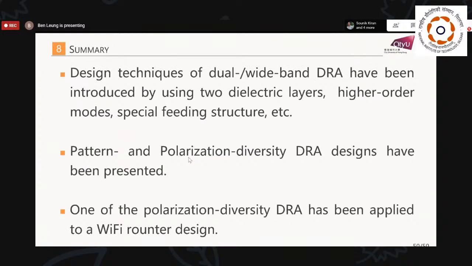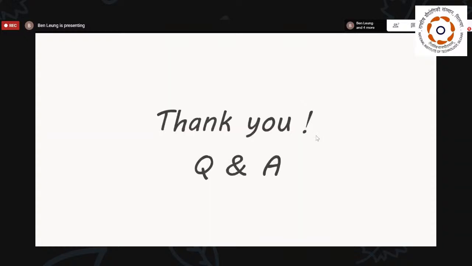Okay, this is the summary of my presentation. We have presented some dual and wideband DRA by using two dielectric layers, high order modes, and special feeding structure. We have presented pattern and polarization diversity DRA, and also we have applied one of the polarization diversity DRA to our router design. Thank you very much.